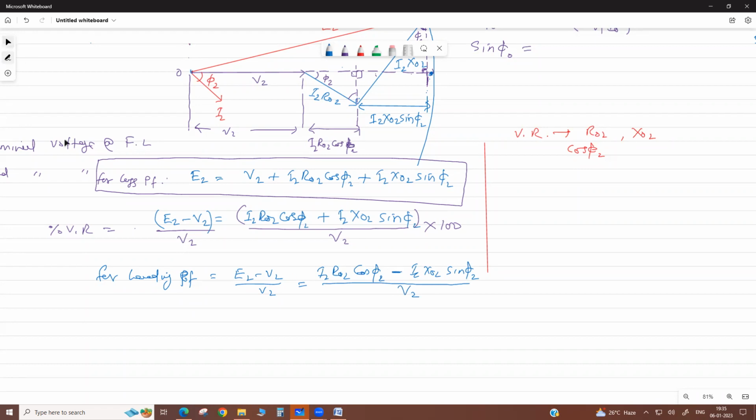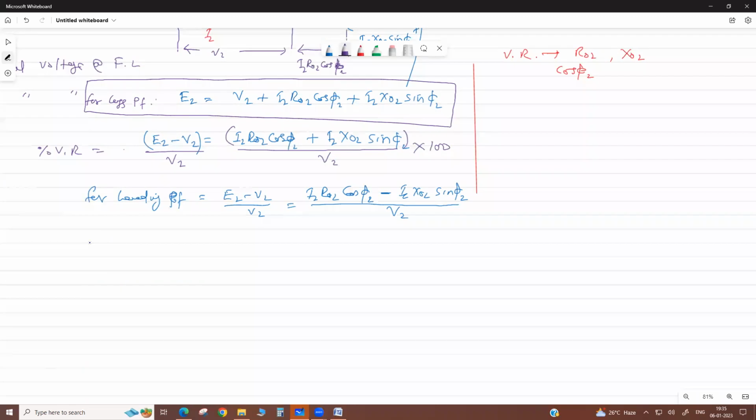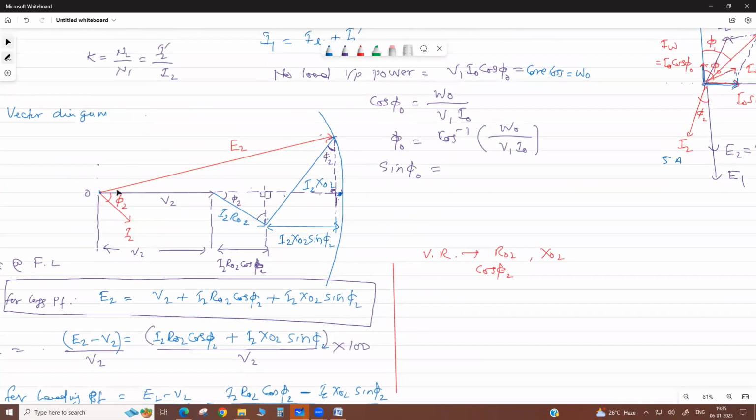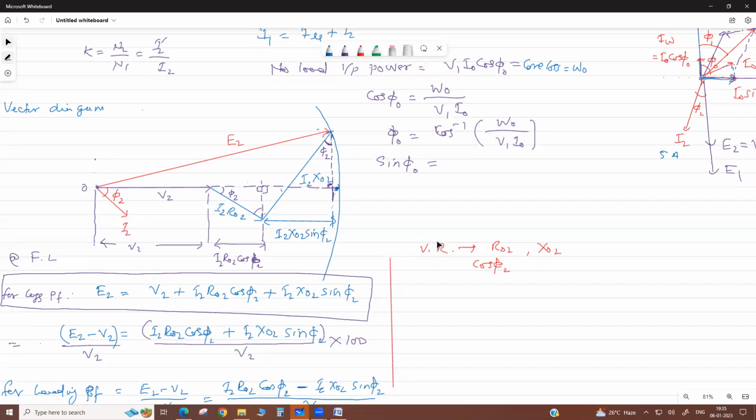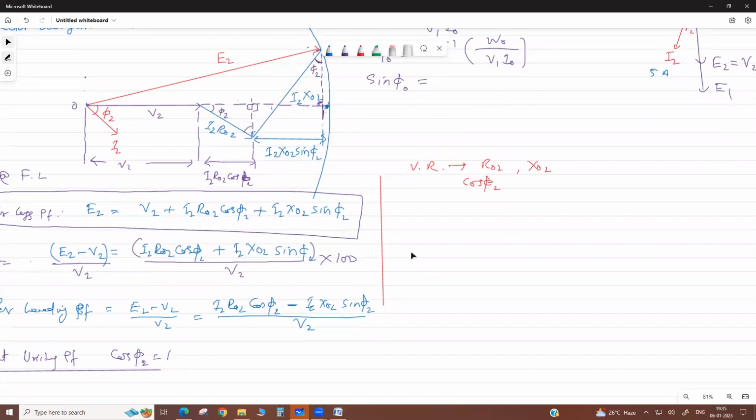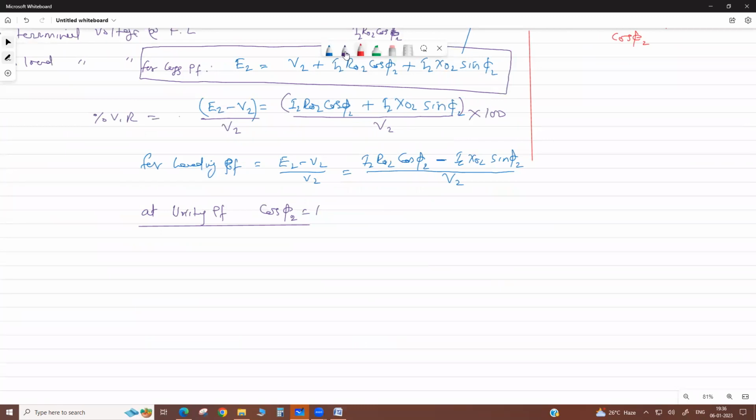Now add unity power factor, which means cos phi 2 equals 1. Actually, even in leading power factor, in the vector diagram, the current leads, so it comes to this side. Then this becomes negative. That's why. This is subtract. It comes in the opposite direction.